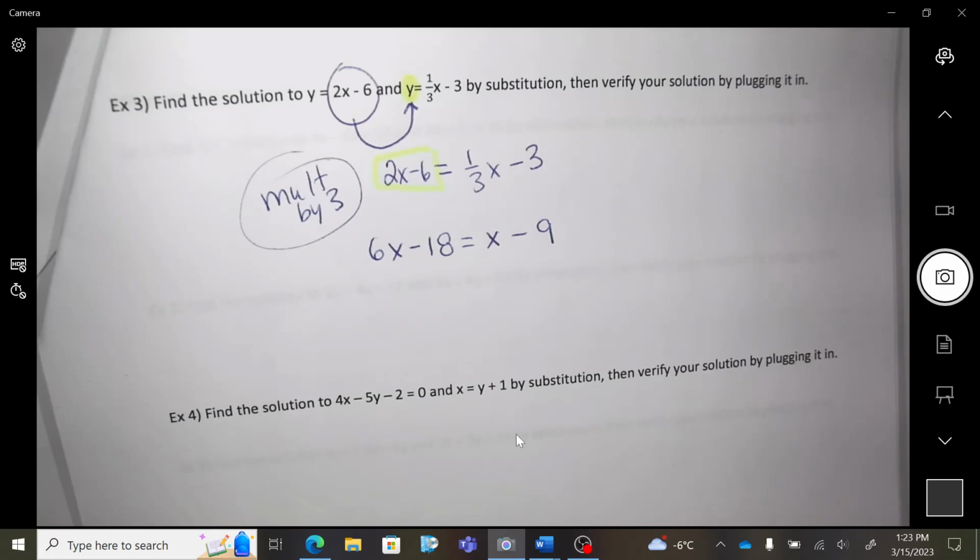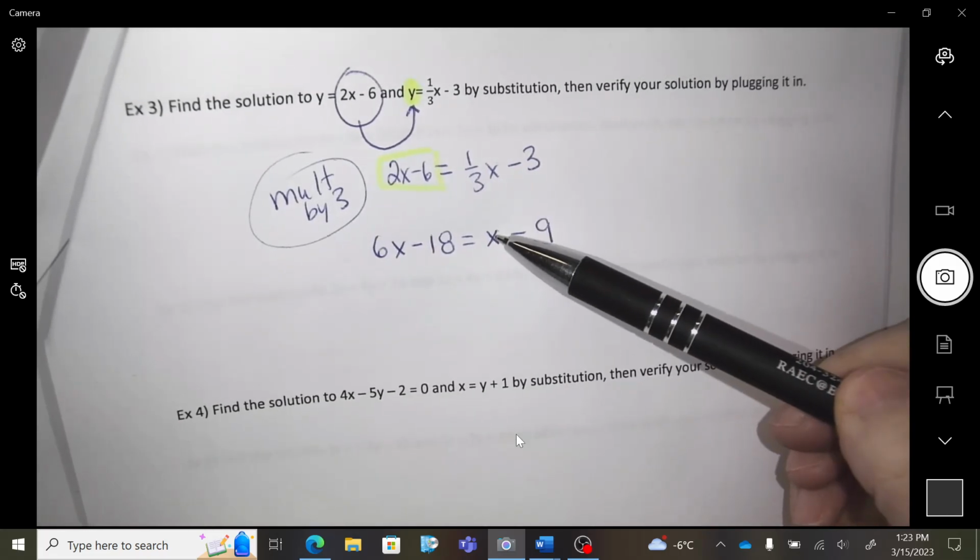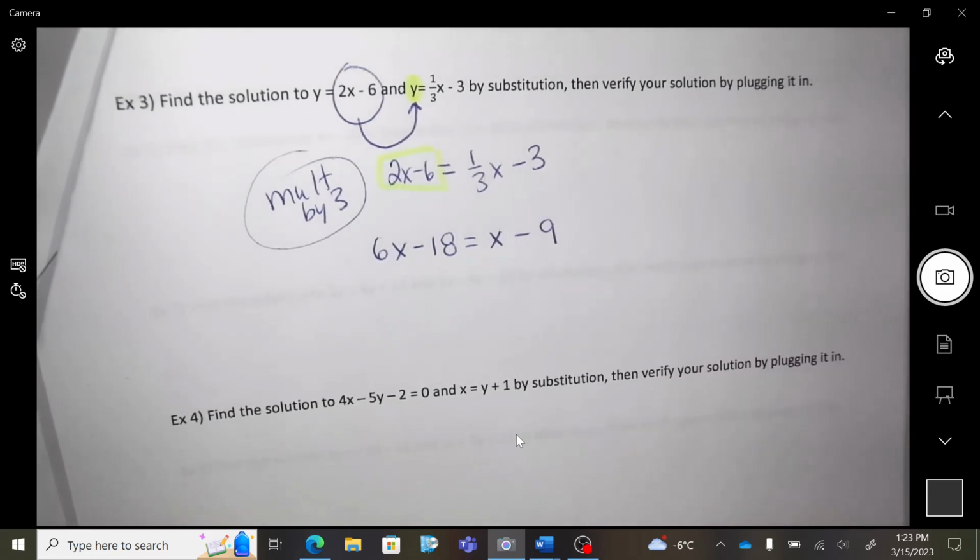So you do it and then look at mine and see if we did the same thing. Okay, does this make sense? When I times this by 3, it just canceled. That's all it did there on that one.